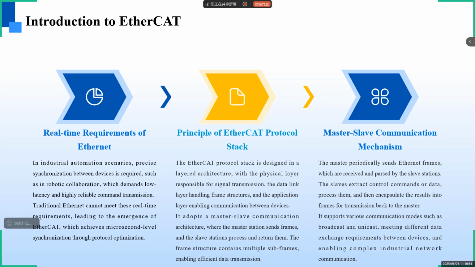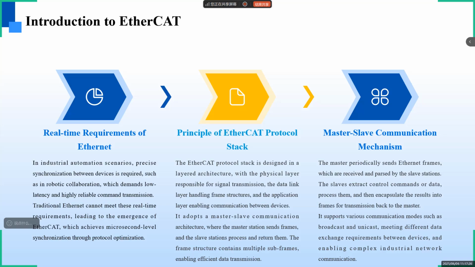A faction agreement station. The design is layered, with the physical layer responsible for signal transmission. The structure of the data link layer processing frame. Application layer to achieve specific communication. The data frame sent by the main station can contain multiple subpackets. After each segment reads or writes its own part. Continued transmission. This mechanism of receiving and processing simultaneously greatly improves communication efficiency.